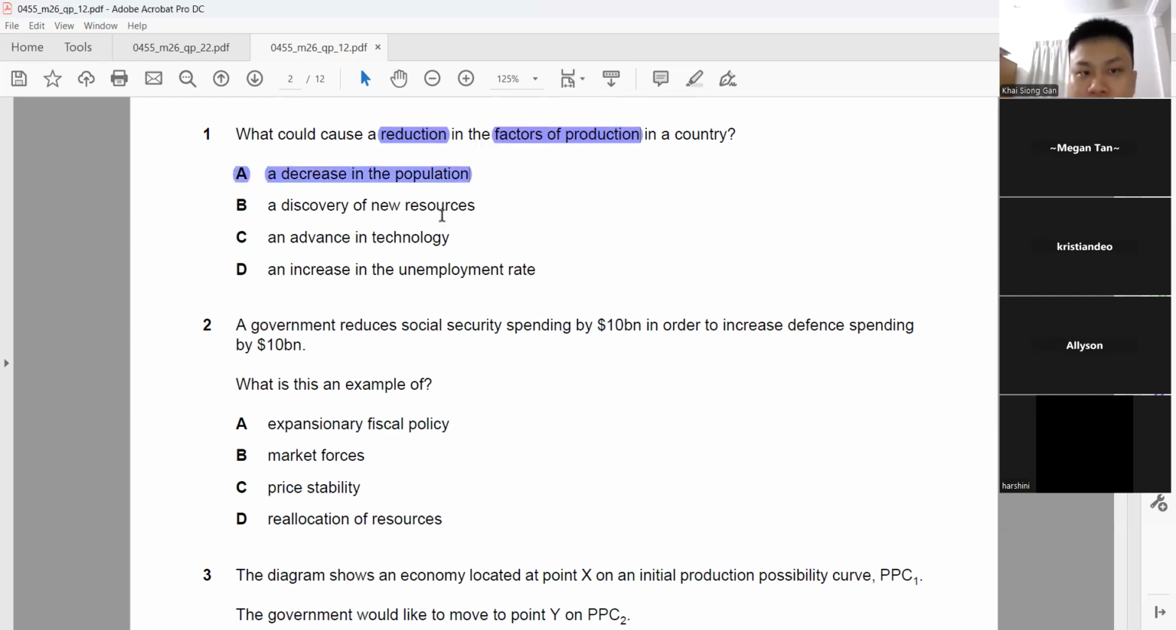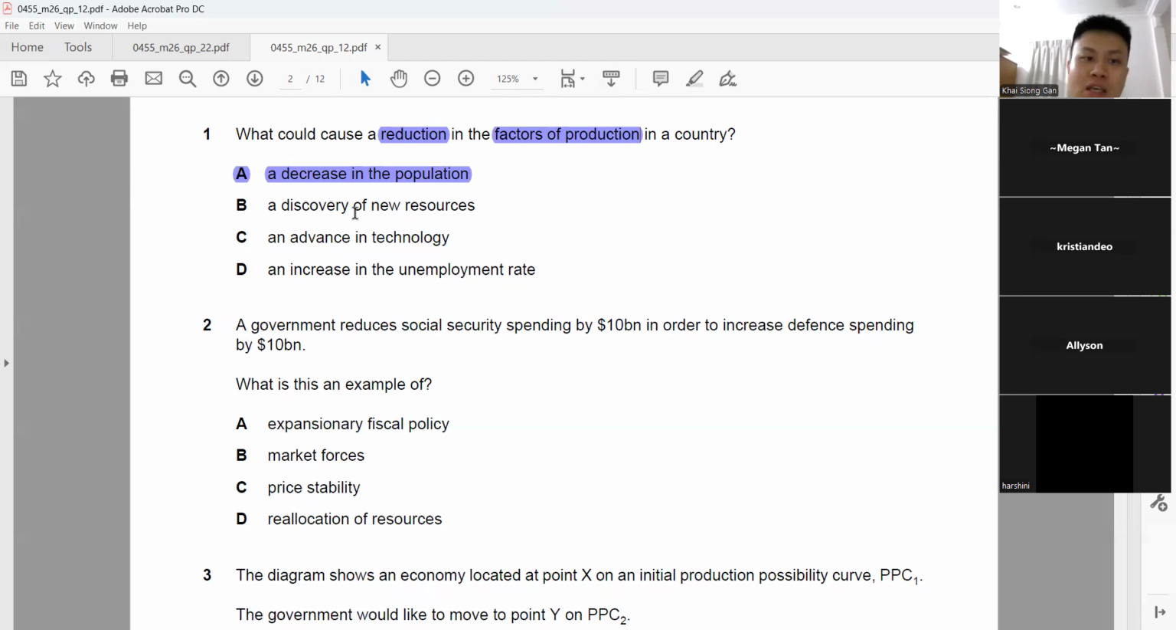Why can it not be D? Let me explain one by one. The answer is A because when there's a decrease in population, so less people, there will be less labor, less workers. So that will result in a reduction in the factors of production.